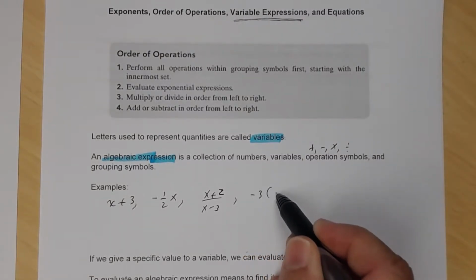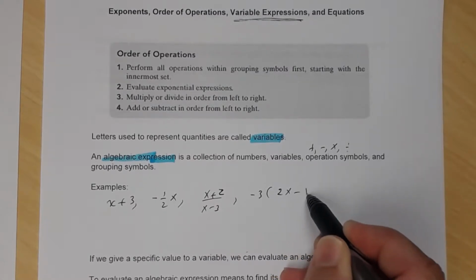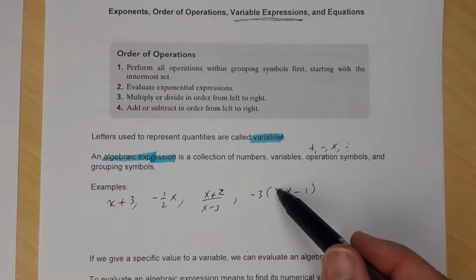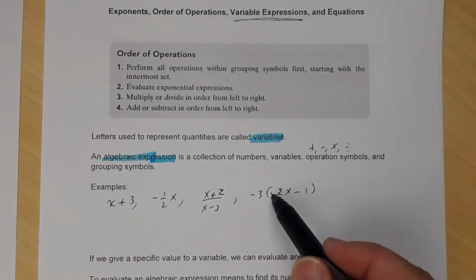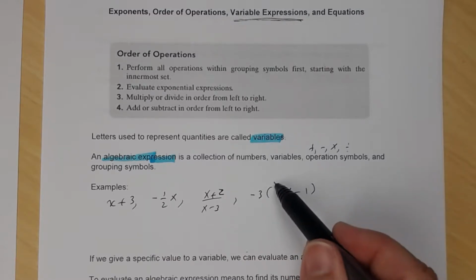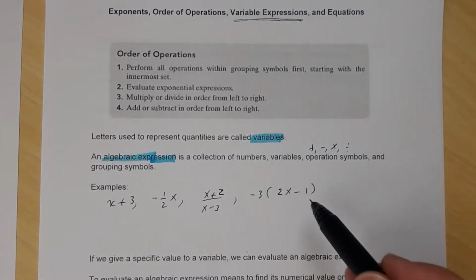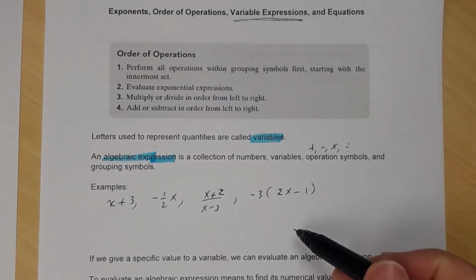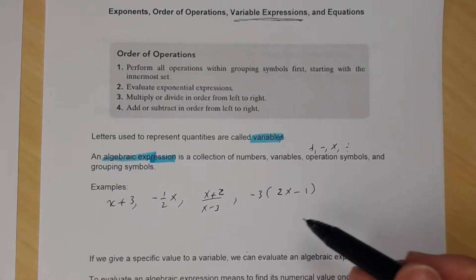Negative 3 times 2x minus 1. That's an algebraic expression. Notice the grouping symbol, in this case parentheses. You are multiplying here, negative 3 times what's inside the parentheses, this grouping symbol. And inside the parentheses is the expression 2x minus 1. All right, so those are all examples of algebraic expressions.